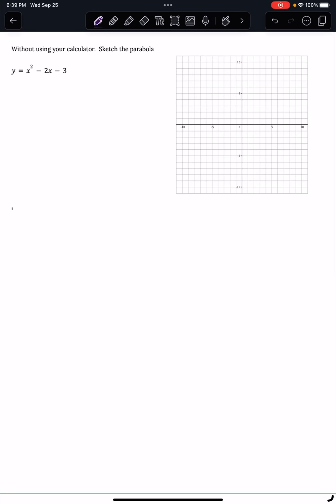Without using a calculator, we're going to sketch the parabola. To do this, we can get a lot of different information about the parabola. The first thing I'm going to want to do is put it in factored form. So to put this in factored form, we're going to want to do x game.